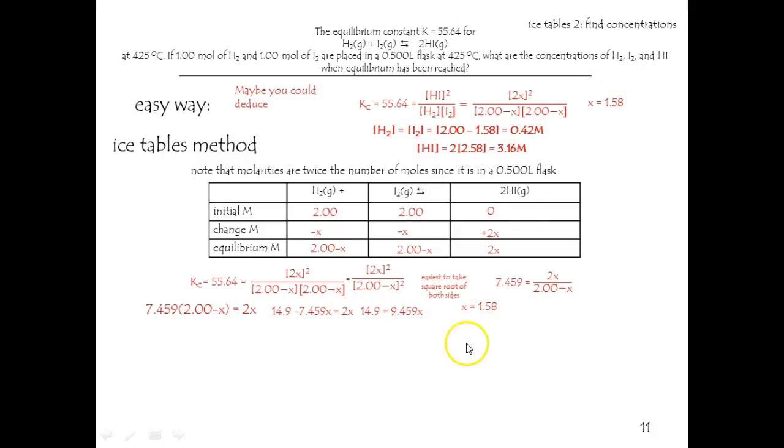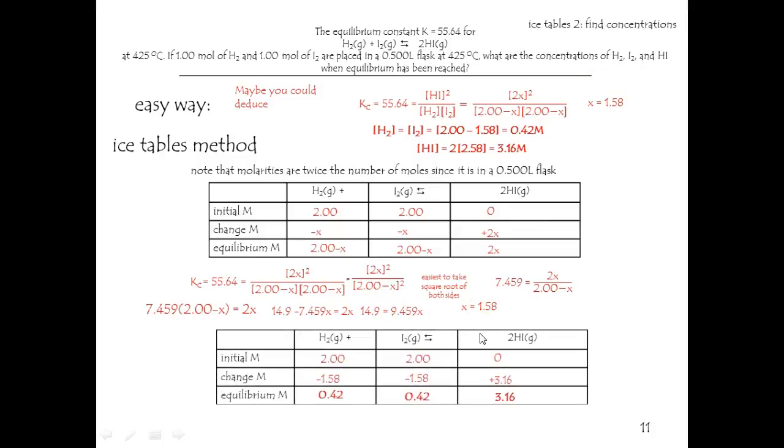Same value, looks good. Once again, plug them in. 2 minus x is 0.42. 2 minus x is 0.42. 2 times x is 3.16. And see how it's a little cleaner throwing them both in there, and that's a little bit why some people like these ICE tables. Same value either way, and we're done with the problem. This is a fourth example of an equilibrium problem that uses an ICE table.